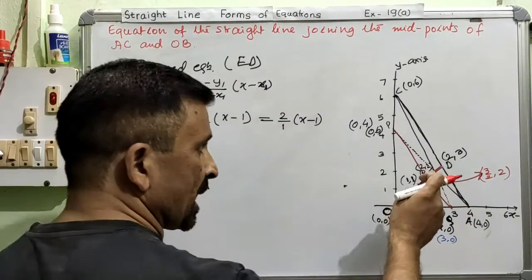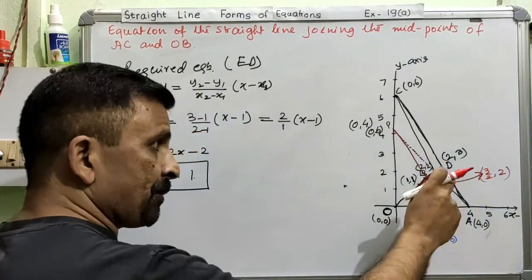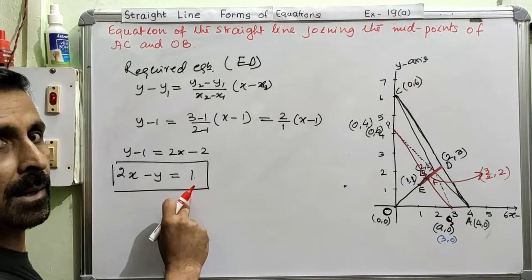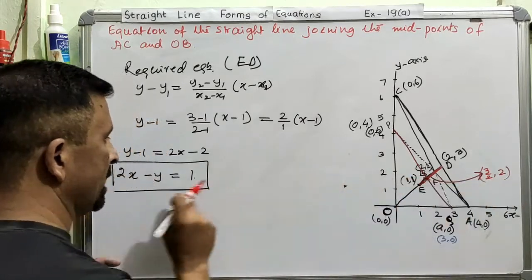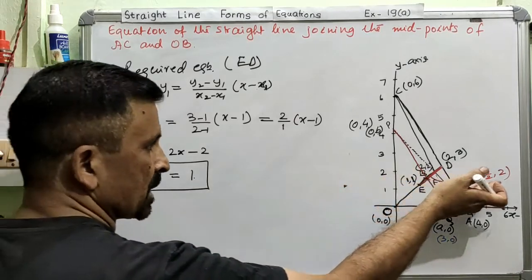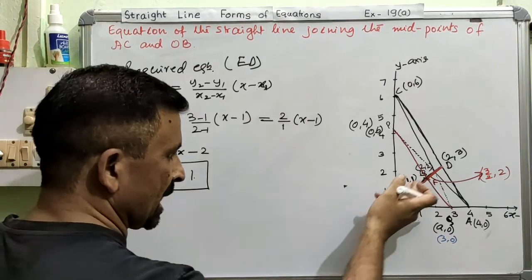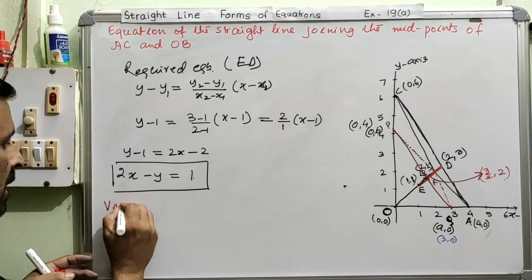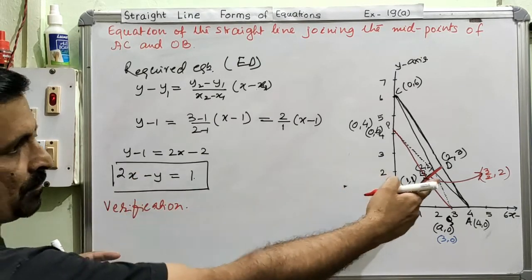Now the question says prove that this line passes through this point. Clear? If this line really passes through this point, then this point has to satisfy this equation. It means when you put the value of x and y in this equation, the left hand side should become equal to the right hand side. So we will put the value of x and y in this given equation, and if the left hand side becomes equal to the right hand side, then we can say yes, the line has really passed through this point. So verification now, of this equation with this given point.